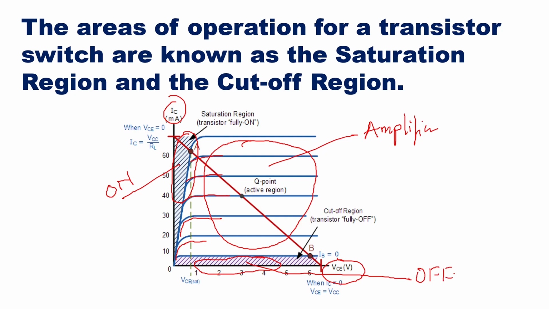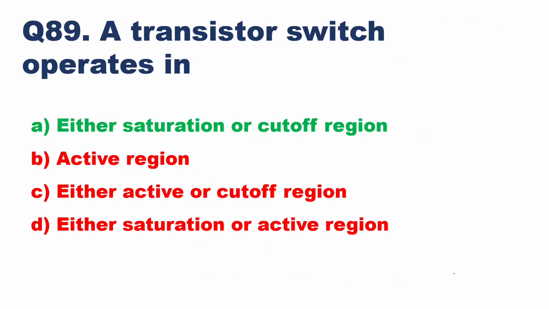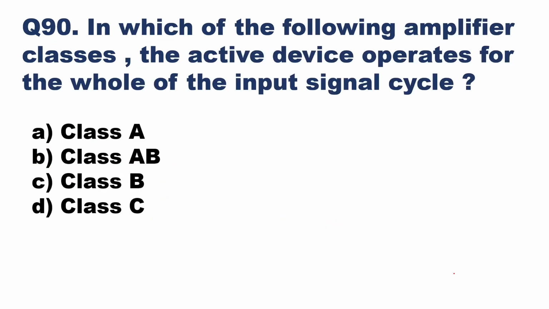So if you want to use a transistor as a switch, then it should be operated in the saturation and cutoff regions. So here option A, either saturation or cutoff region, will be the right answer. Then we'll go to the next question. In which of the following amplifier classes does the active device operate for the whole of the input signal cycle? Class A, Class AB, Class B, and Class C.